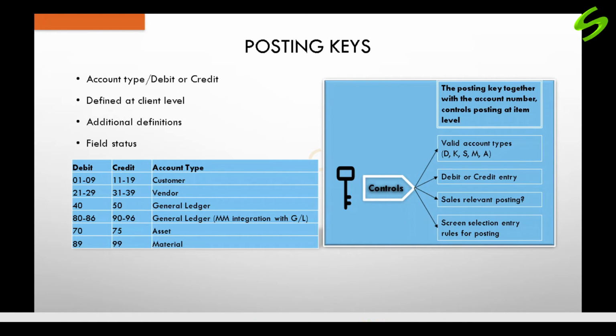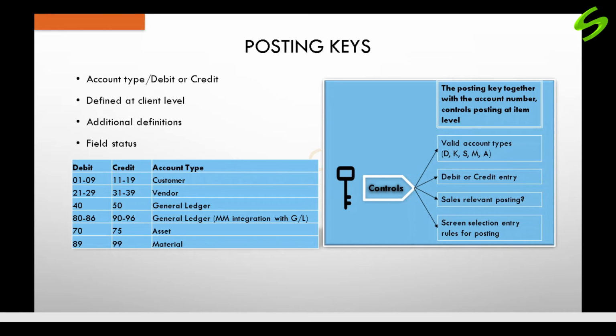Posting keys are 2-digit numeric keys. The posting key specifies the account type of a line item and whether the line is a debit or a credit entry. For example, the posting keys for GL accounting are 40 for debit and 50 for credit. Posting keys are defined on the client level. Additionally, posting keys define whether the item is relevant for sales, whether the item is a special GL transaction for customers or vendors, whether the item is a payment transaction, whether the item is reversed, and so on.